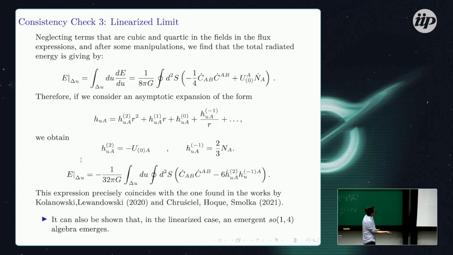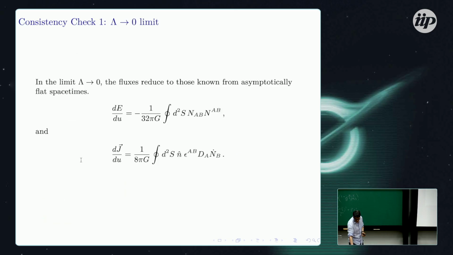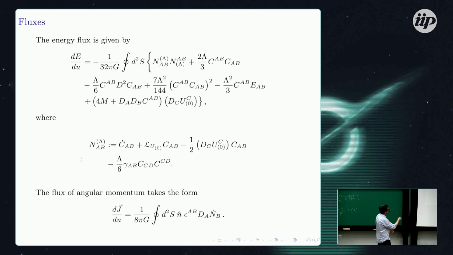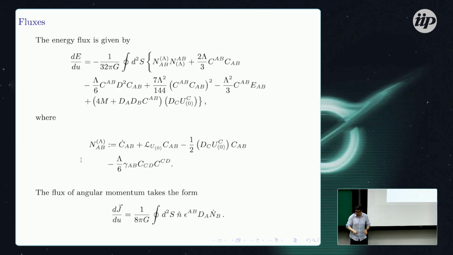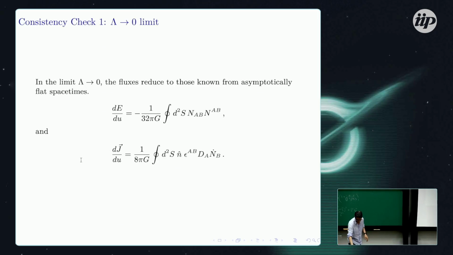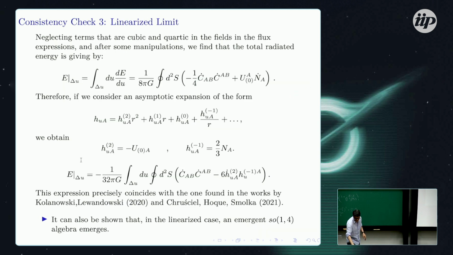Okay, third consistency check, the linearized limit. Now let's remove all the cubic and quartic terms in the expression for the flux. Let's say we will only keep the quadratic ones. So this one, and so on. All the higher order terms will be eliminated because we're linearizing the theory. And if we compute the total amount of energy radiated in a certain interval delta U, we obtain this expression, and after some integration by parts and some manipulations.